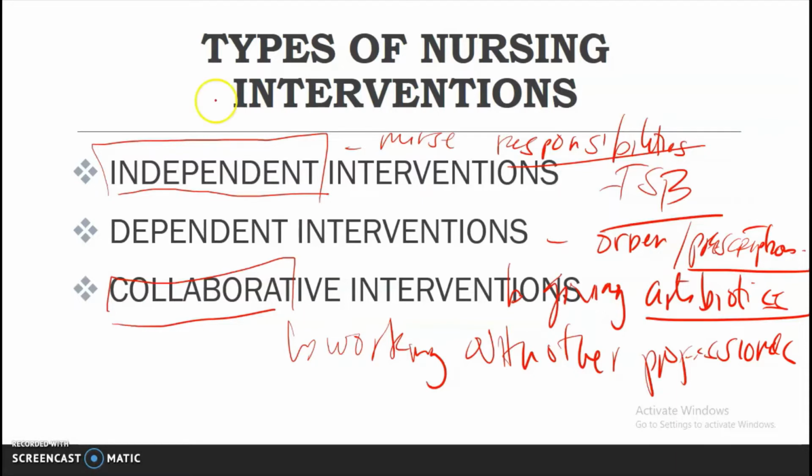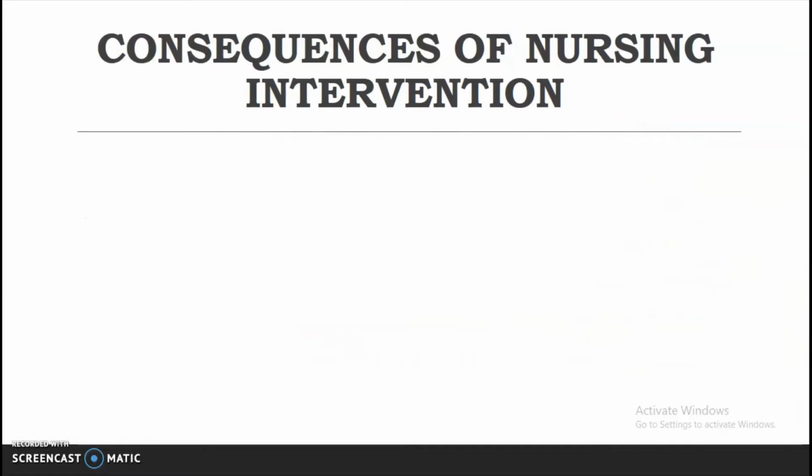Baka malito po kayo. There is a difference between dependent and collaborative. Dependent is more on it requires an order, while collaborative is something that we need to do together with the person or other healthcare providers. So that is your collaborative, dependent, and independent nursing interventions as types of nursing interventions. Let me proceed.